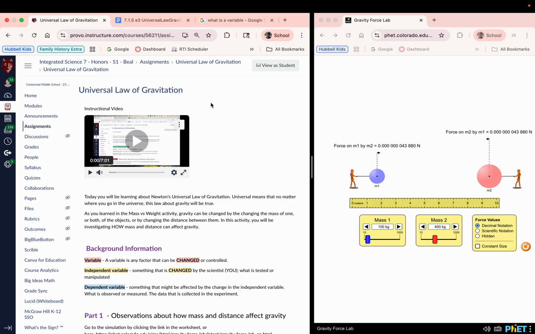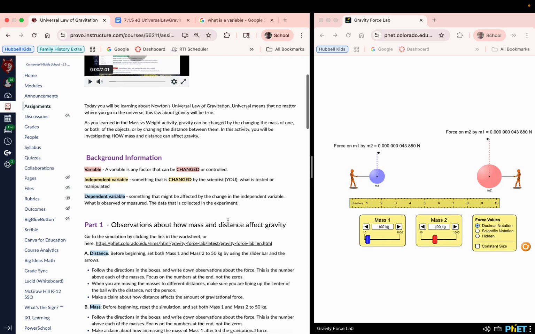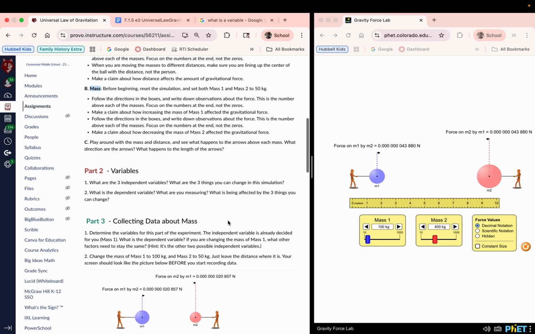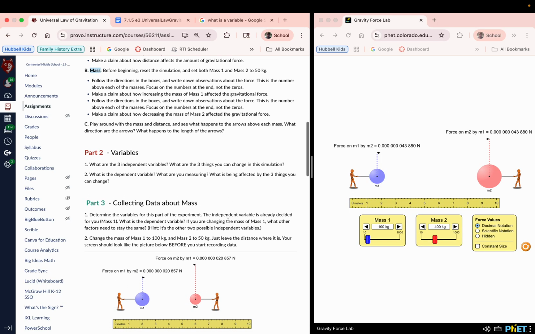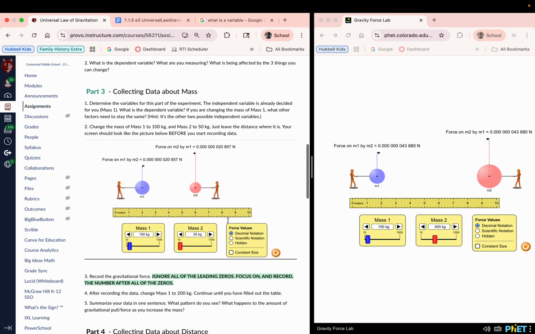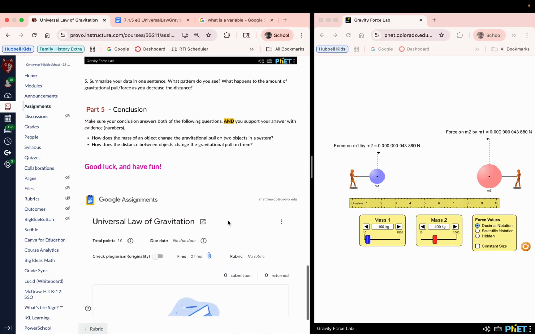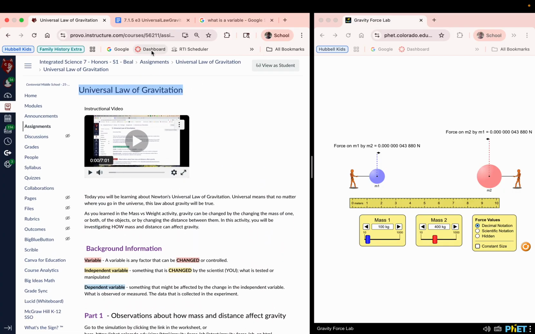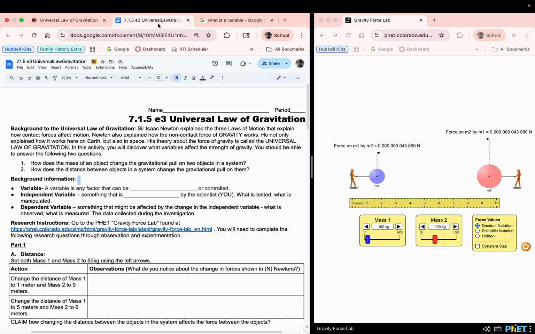Hey guys, welcome to class. Today we're learning about the universal law of gravitation. Today we're going to be learning about how you can change masses and distance to affect the gravitational pull between two objects. This right here is kind of a typed out version of what you're supposed to do, but I find it a lot easier if you explain how to do what we're going to do.